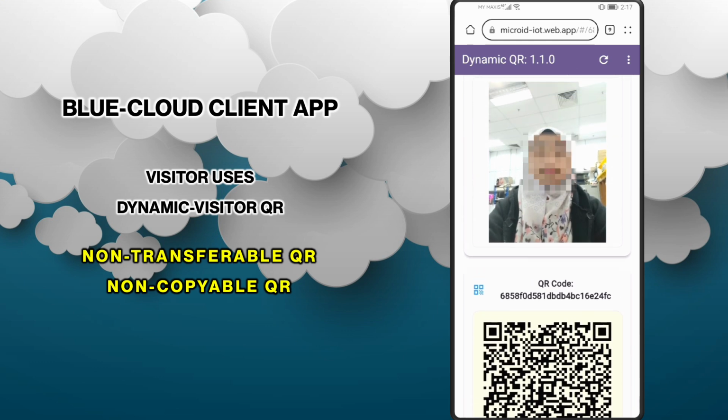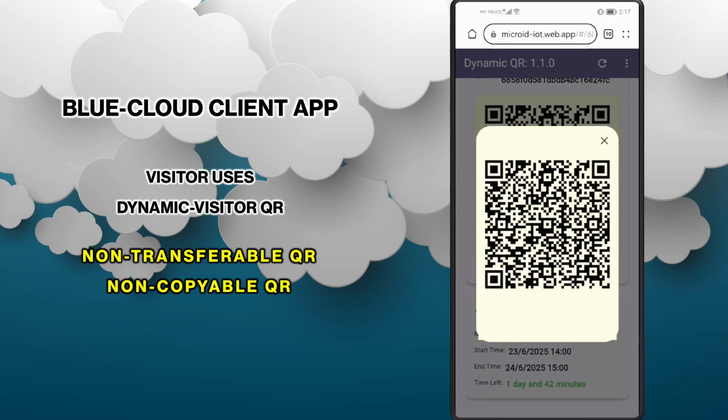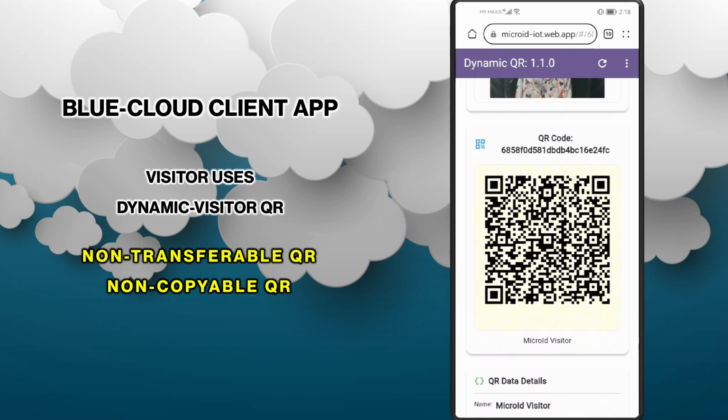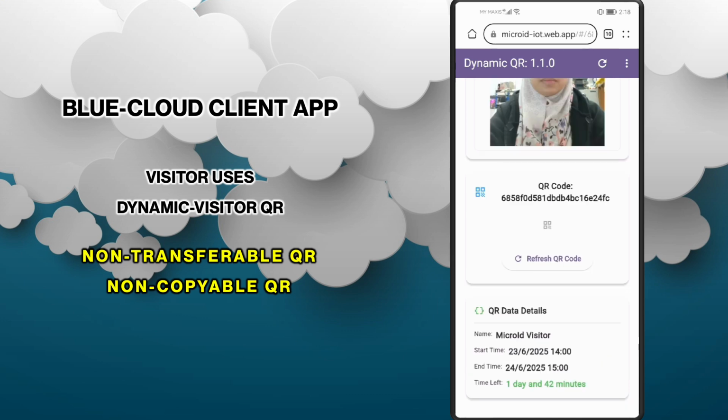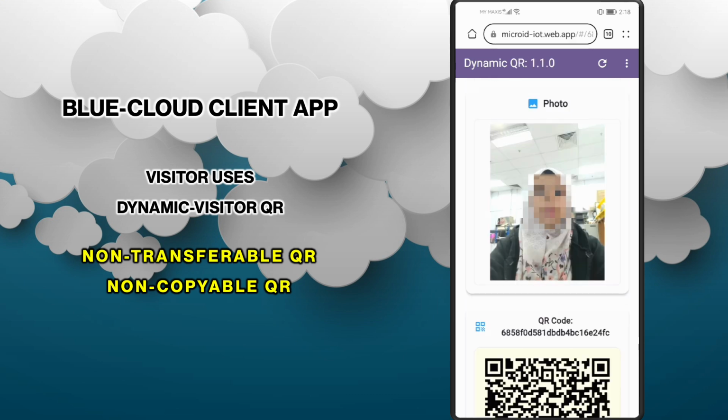This is a dynamic QR. You can click on the QR, which will enlarge it to look much clearer, like this. And if you wait for 15 seconds, you will see that the QR will disappear. The QR only lasts for 15 seconds. After that, you need to click on refresh again so that you are able to use it again.